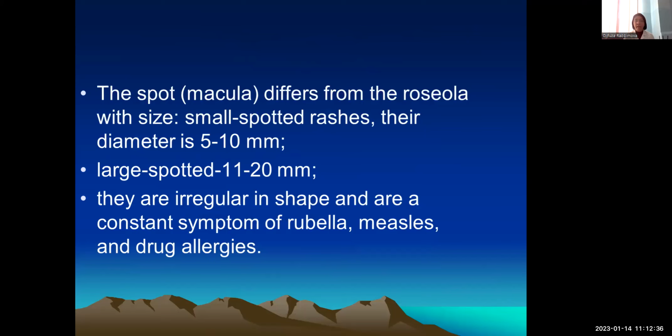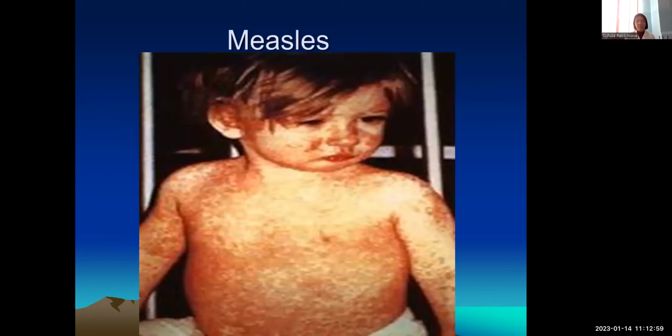The spot, macula, differs from the roseola in size. Small spotted rashes have a diameter of 5 to 10 millimeters. Large spotted, 11 to 20 millimeters. They are irregular in shape and are a constant symptom of rubella, measles, and drug allergies. Baby with measles.